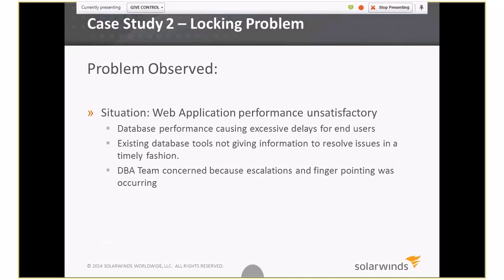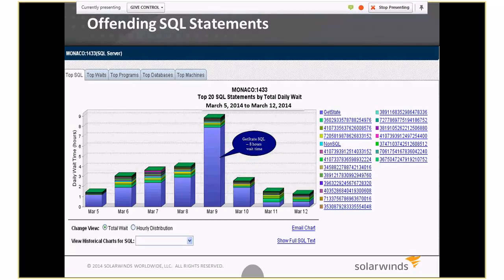Another problem was a locking problem, and this was actually a web application, and I believe it was revenue generating, so the DBA team was really concerned that escalations were going to start and they were going to get blamed. So what they actually did was ask us. They were monitoring, but they asked us to help them read this data, and we got on and actually looked.